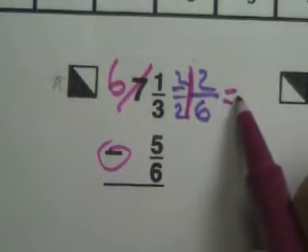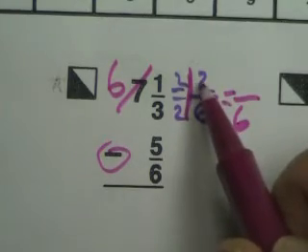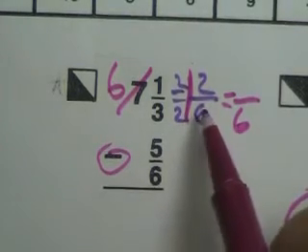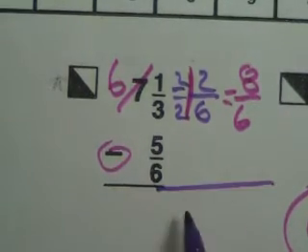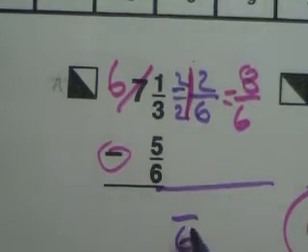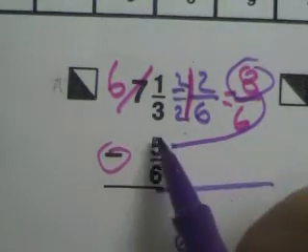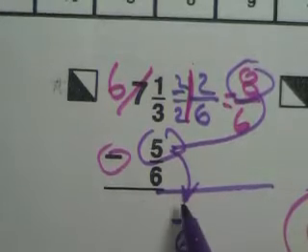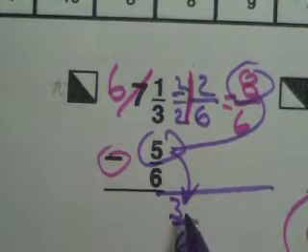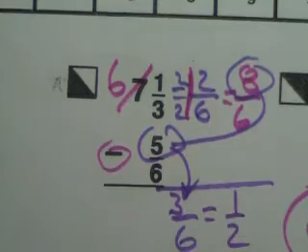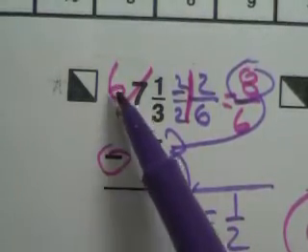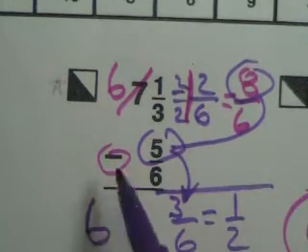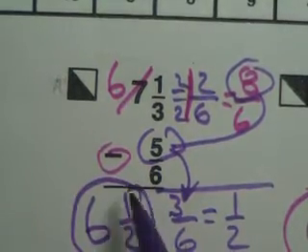So now my new numerator, the top number here, is just add them together. 6 and 2 makes 8. It's just 8. So now I can go ahead and subtract. Denominator 6. I'll do 8 take away 5 is 3. 3/6. Hey, 3/6, that's the same thing as 1/2. And then I have 6 minus nothing. So my answer is going to be 6. And then my fraction part is 1/2.